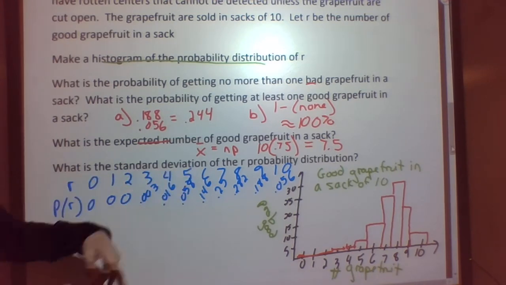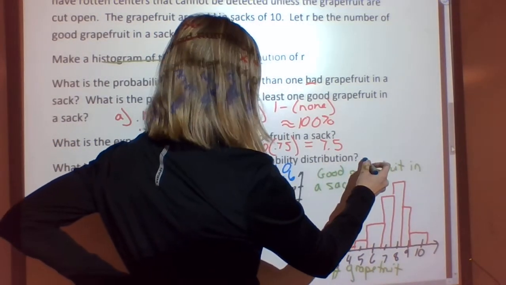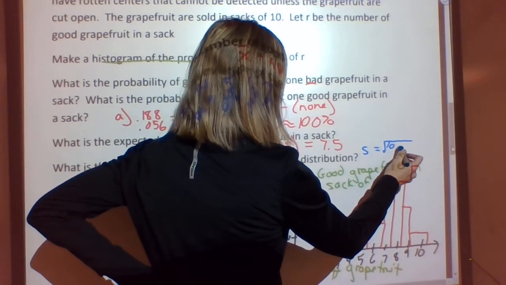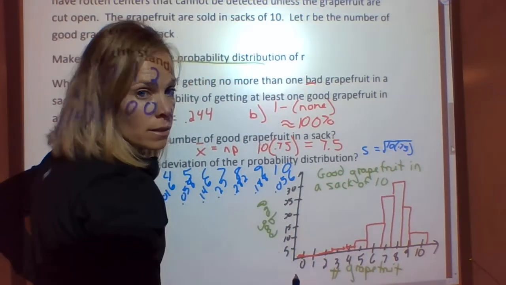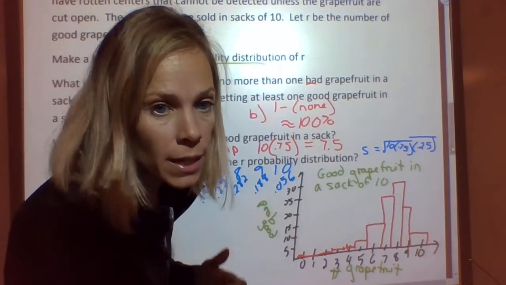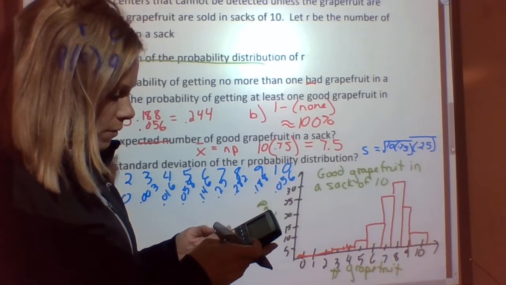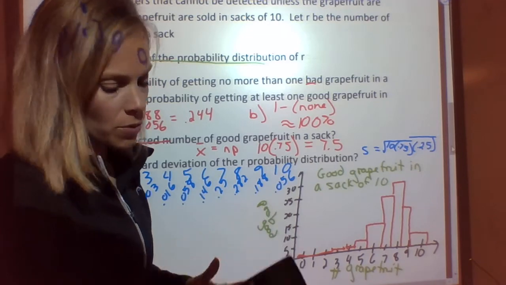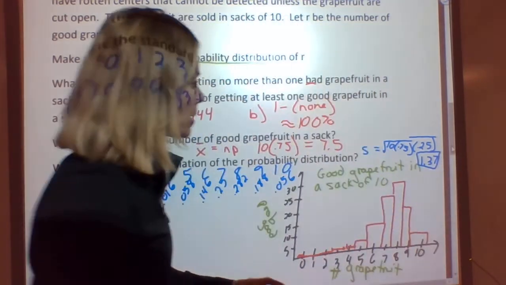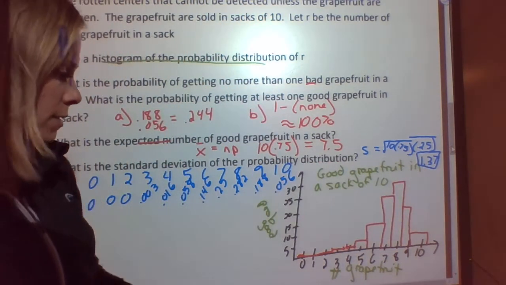Okay, what's the standard deviation? Standard deviation is the square root of npq. So if I did 10 times 0.75, what's q then? 0.25. So take 10 times 0.75 times 0.25, square root that, and you get 1.37. So my expected value, my mean, is 7.5, and my standard deviation is 1.37.